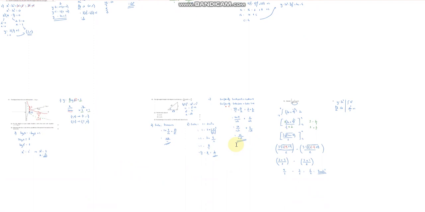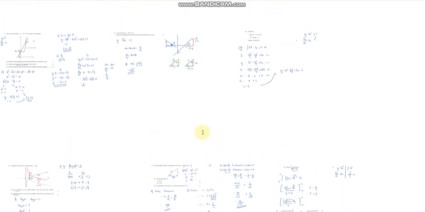And don't forget all those little things. Integral dx. Your plus c. dy/dx is 0 for a stationary point. All those little things. Make sure they're going in so that they know what you're thinking. All right.